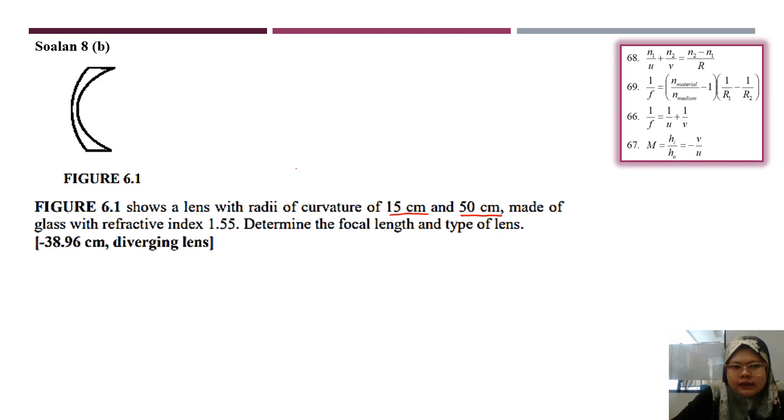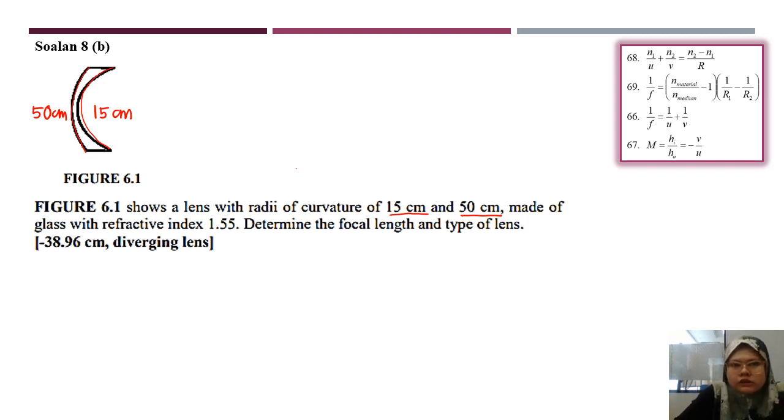Okay, untuk concave lens, radius yang paling luar ni, dia punya radius adalah 50 cm. Okey, yang bahagian dalam ni radius dia adalah 15 cm. You tak boleh terbalik. Kalau you terbalik, dia akan jadi convex meniscus. Okey, yang ini concave meniscus. Bila concave meniscus, radius yang di bahagian luar lebih besar daripada radius yang bahagian dalam. Kalau you tertukar radius tu, dia akan jadi convex meniscus. Okay, alright. So and then you are given the index of refraction which is 1.55.